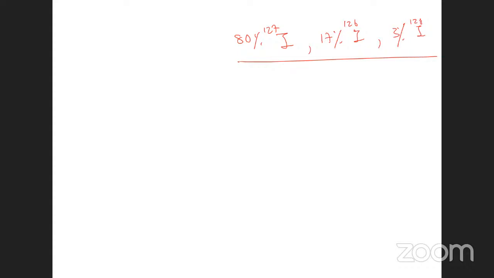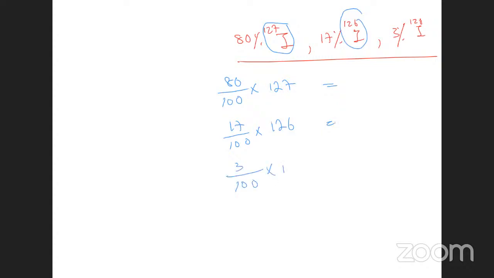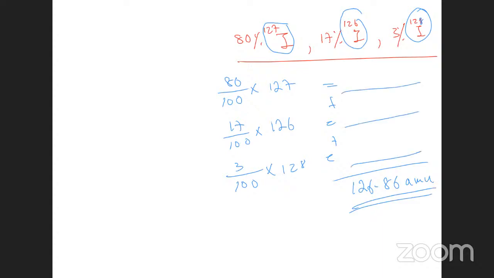80 divided by 100 times 127. So that will be the contribution by this isotope, 101.6. Then 17 divided by 100 times 126, that will be the contribution by this 126. Then 3 divided by 100 times 128, that will be the contribution by this 128. And then you just add them together. I have got the answer here: 126.86 atomic mass units. So you can do these things yourself. You must do it, then you will know.